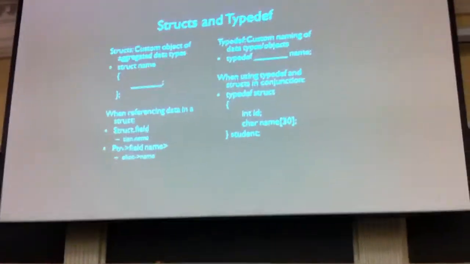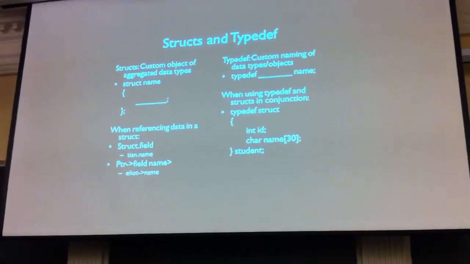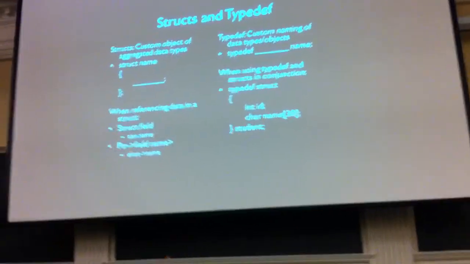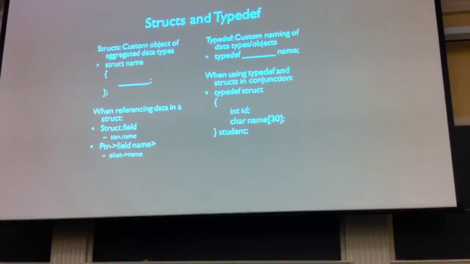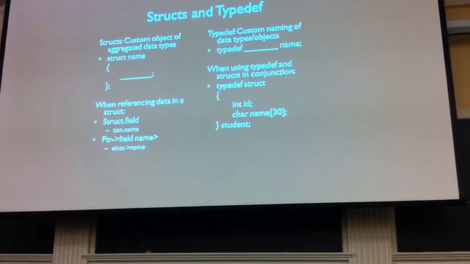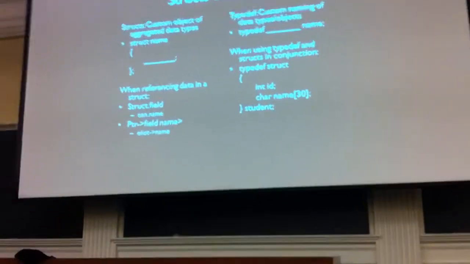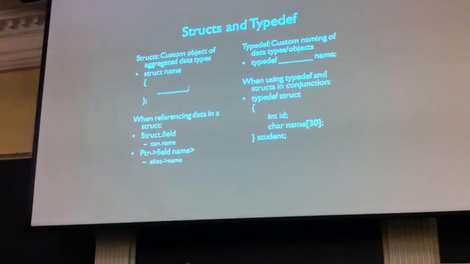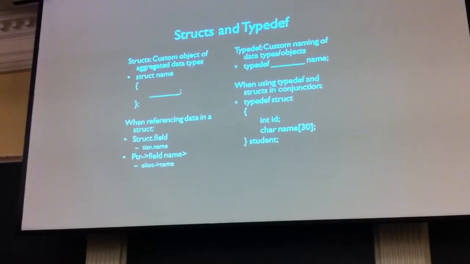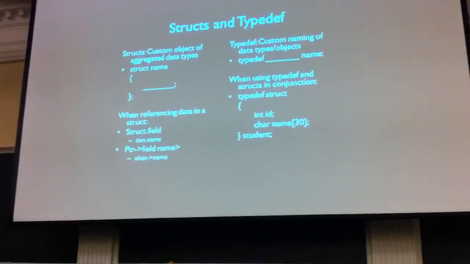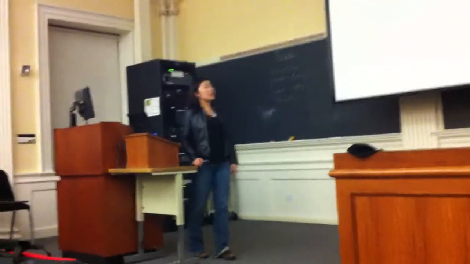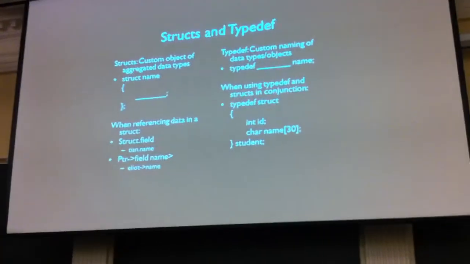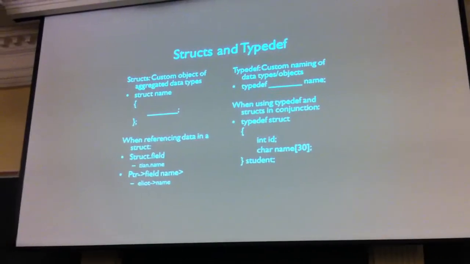In terms of typedef, it's a custom naming of data types and objects. The syntax is typedef, whatever you want, with the name. So you can do typedef int ID if you want to just call integers IDs for the rest of the program. Typically what we see is we use typedefs and structs together in this class, and you can do typedef struct, int id, char star name, and student. Essentially what this declaration is doing is saying we want a structure with an integer and a string in it, and we want to call it student.